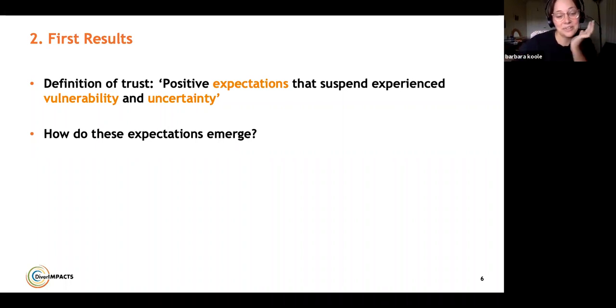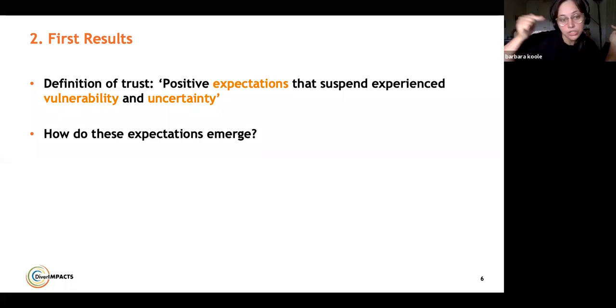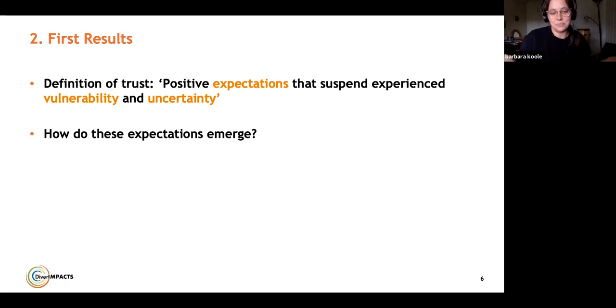That's already something, because there are many different definitions of trust. So I've been building on previous definitions of trust. And the definition that I work with is that trust is positive expectations that suspend experienced vulnerability and uncertainty. Some important words are expectations. So trust is always towards the future. And it's also an expectation that you can have a lot of trust or little trust, but when you trust, you at least have a positive expectation.